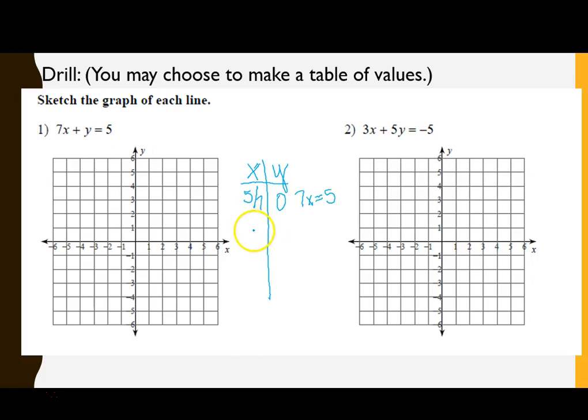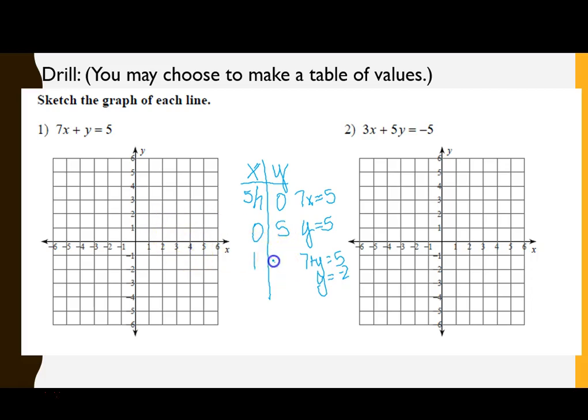Then I'm going to choose x to be 0, because 0 is just a really easy number to plug in. So 7 times 0 is 0, so y equals 5. So I put a 5 in there. And then if I want one more number, maybe I'll let x be 1. So if that's 1, then that means that 7 plus y equals 5. So that means y is -2.